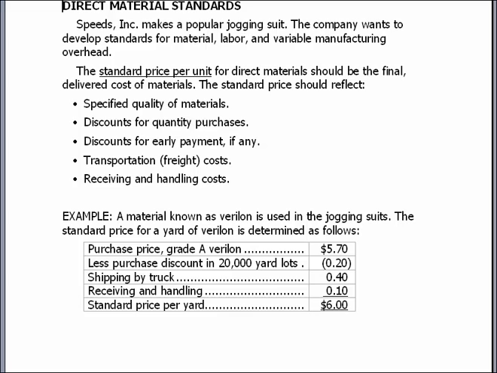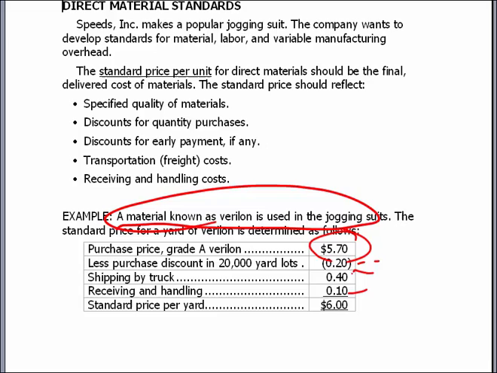We have this material called Verilon, and we're going to decide how much we should be spending for each jogging suit. If the price to buy it is $5.70 a yard, we get a 20-cent discount for buying in big lots. We have to pay 40 cents a yard to get it shipped and 10 cents to get it handled. Then the standard price that we should say it costs us to make is $6 per yard.